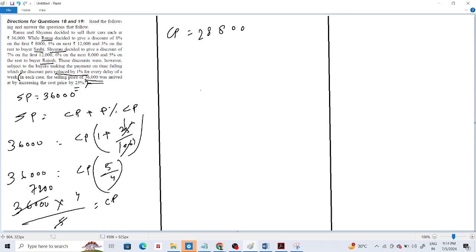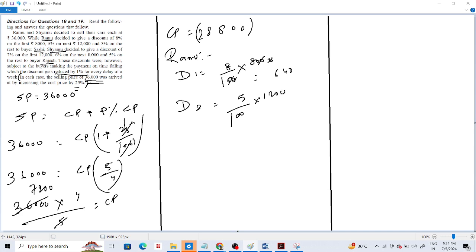What I need to find out is that the CP for both of them is constant, 28,800. But what is variable is the discount. So let me see who has given the biggest discount. Ramu, 8,000 at 8%, 640. So 640 is the first discount. Then D2 is 12,000 into 5%, 600.